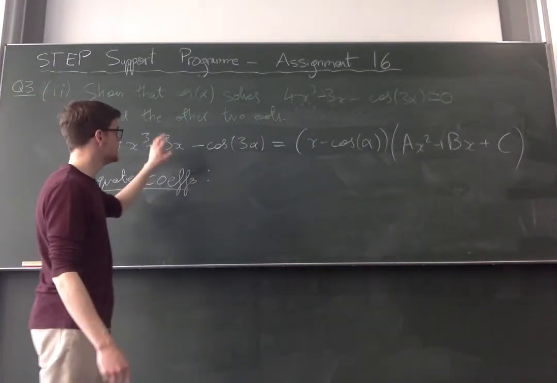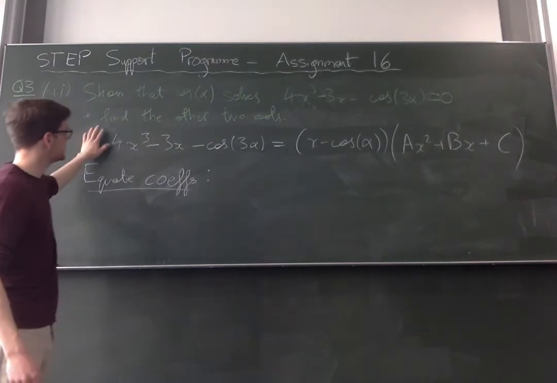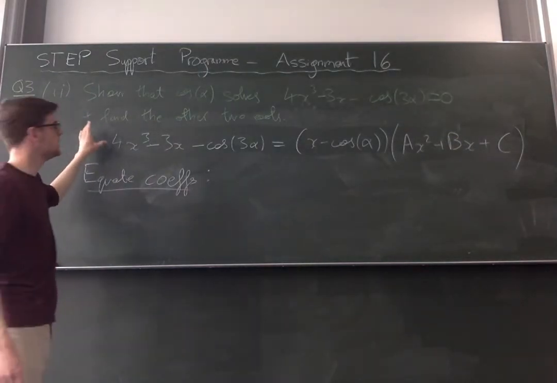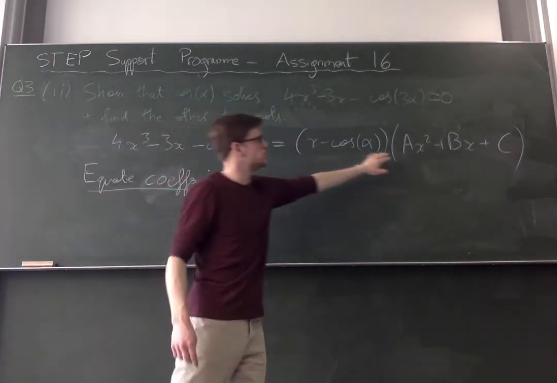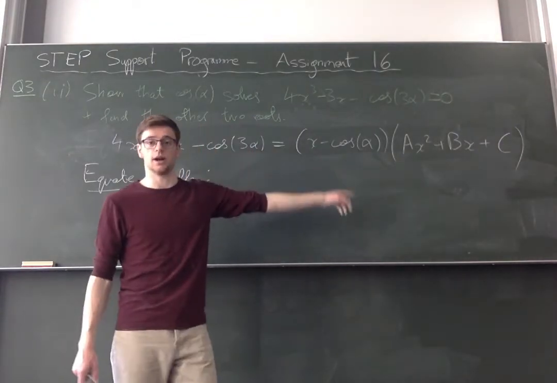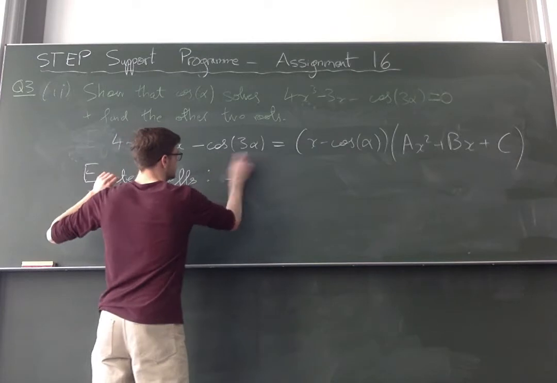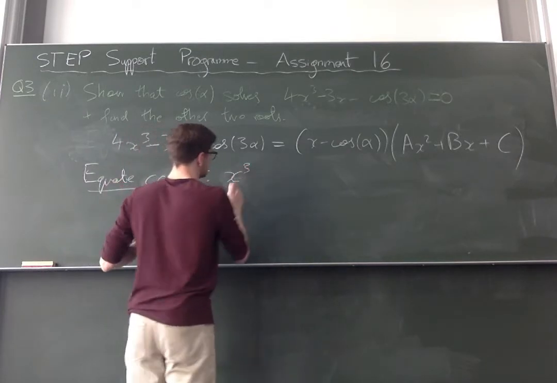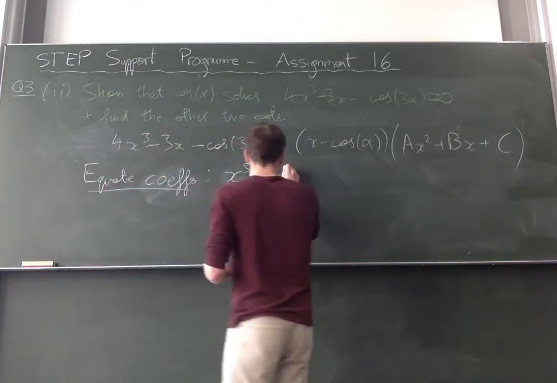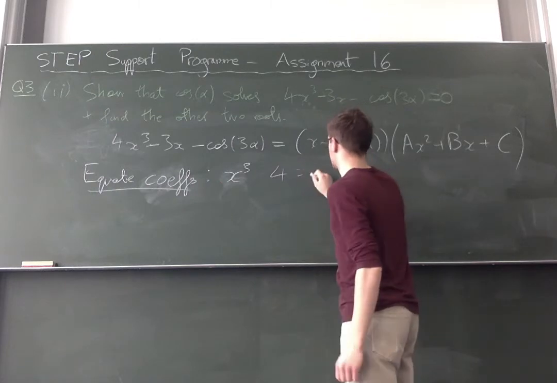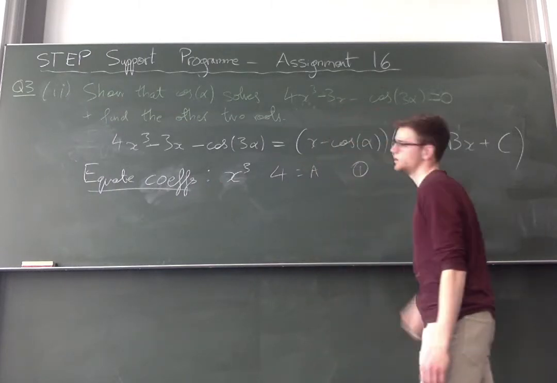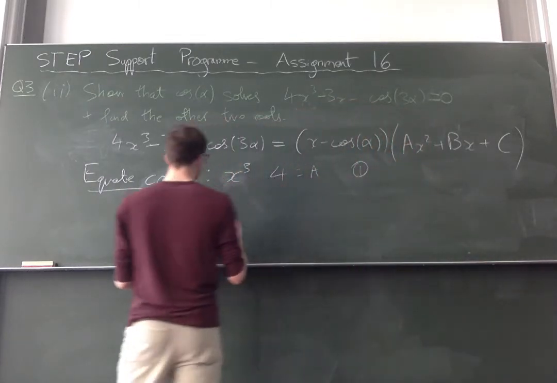So equate coefficients. First thing I'm going to equate is the x cubed term. Start at the start. This is especially helpful because there's only one way of getting x cubed out of these two brackets. So I immediately get, doing x cubed, from the left hand side 4, and from the right hand side an A. So straight away I know what A is. Lovely. I'm just going to call that 1.